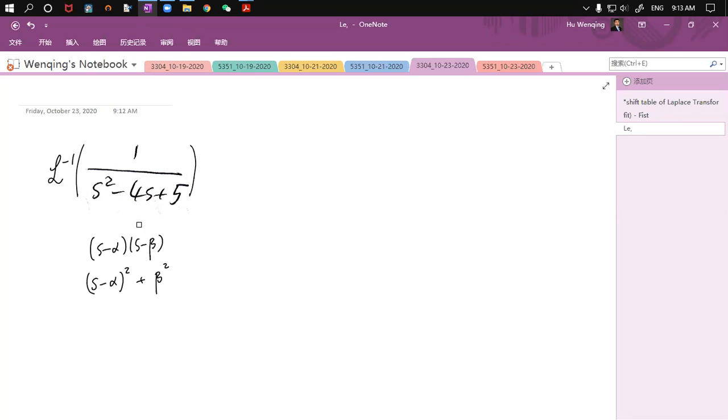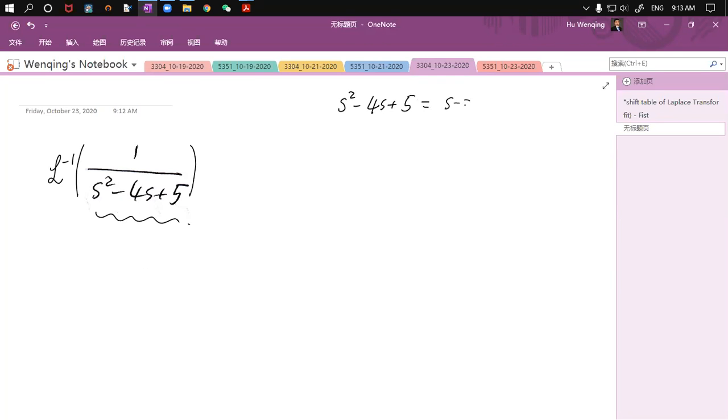For example, here it's s squared minus 4s plus 5. So what should we do? Are we able to decompose it? It really depends on whether or not you can factorize this. But you cannot. Indeed, you're going to use completing the square, because this is s minus 2 squared plus 1, and that means you will not have real roots. You are not able to really decompose it. So you want to write it as s minus 2 squared plus 1. That's the inverse Laplace transform you're looking for.